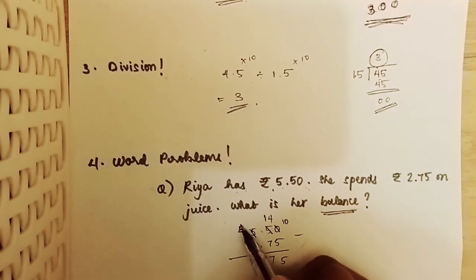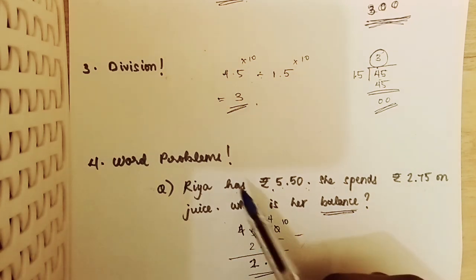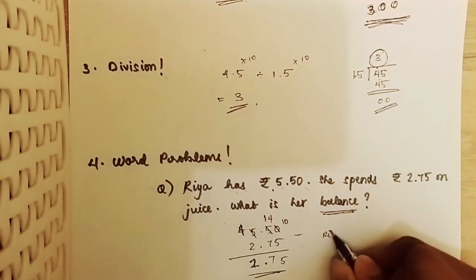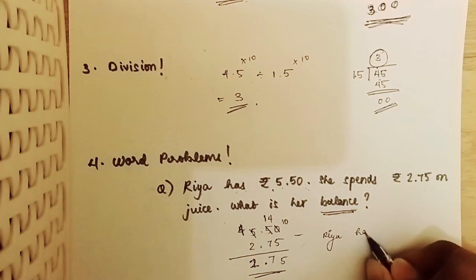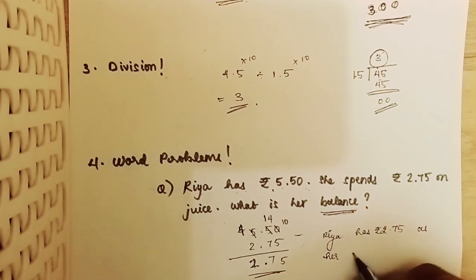4. Here is 4, so 2. So the balance is 2.75. Don't forget to write the word answer. Whenever they give word problems, give the word answer as well. So Ria has 2.75 rupees as her balance amount.